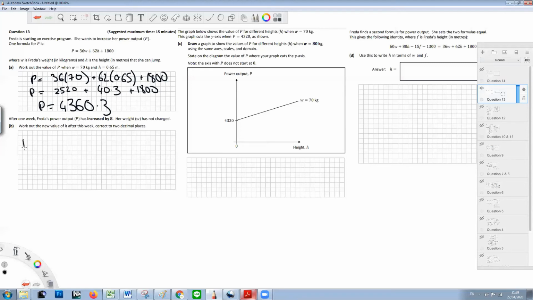So her power output, whatever that was, is now 4360.3. So we'll call it P new. 4360.3 plus 8. So it's now equal to 4368.3.